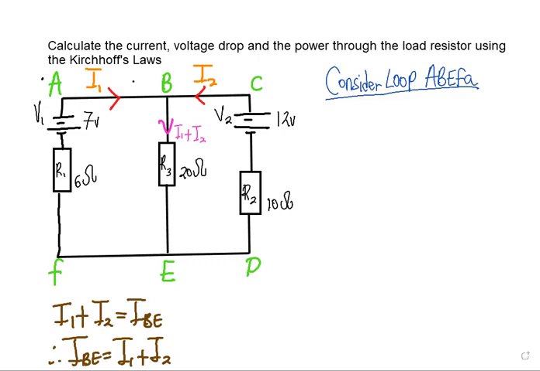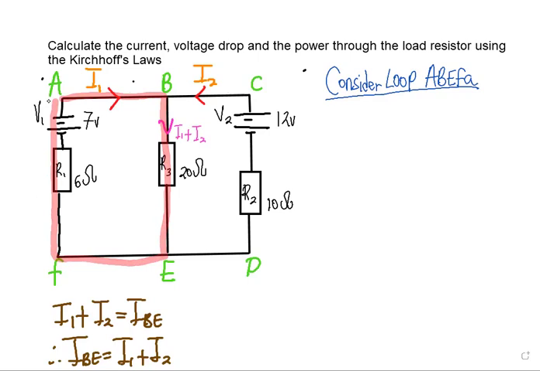As we are continuing, we're going to choose the first loop, which is loop ABEFA. When you consider ABEFA, it is this loop that I'm going to highlight here: A, B, E, F, A. We're going to consider that red loop.